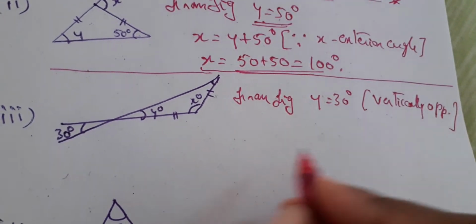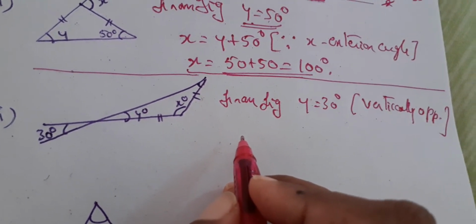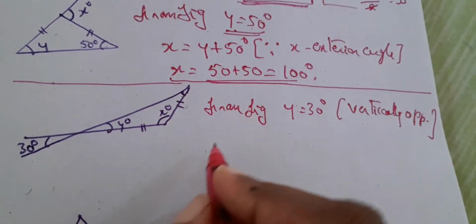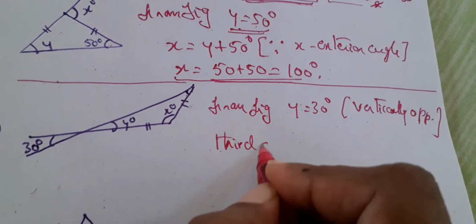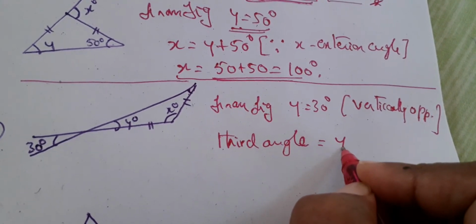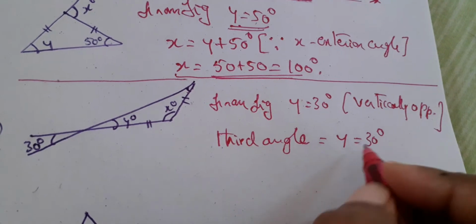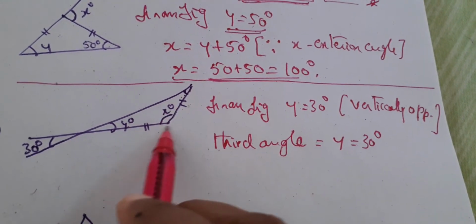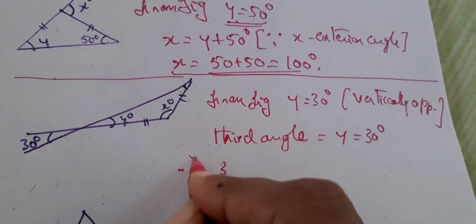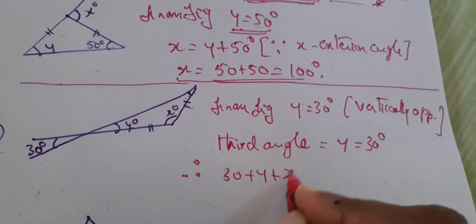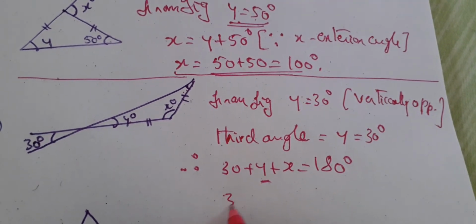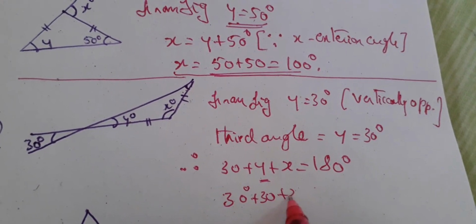Vertically opposite. Now from the figure, you got y, and this is equal to the third angle. Because in the figure they didn't give you the names, I am writing it as the third angle, which is equal to y is equal to 30 degrees. So when you know y, this is equal to y. Now we are left with x. So we have 30 plus y plus x is equal to 180 degrees. We already got the y value. y is 30. So 30 plus 30 plus x, everywhere degrees.